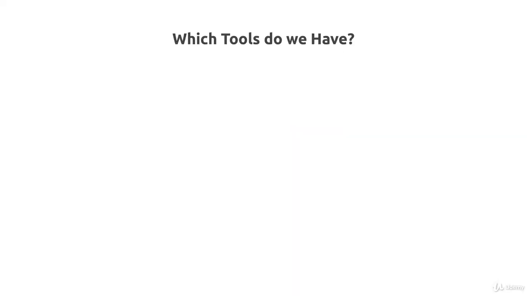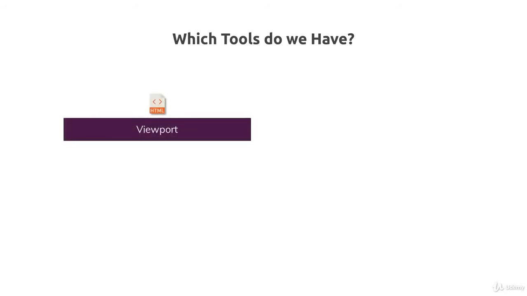So which tools do we have to add a responsive design? Well, we just saw that we have this viewport meta tag. This is created or added in HTML. And we have media queries. We'll dive into these later in this module, and media queries are of course created in CSS, because that is what this course is all about, right?